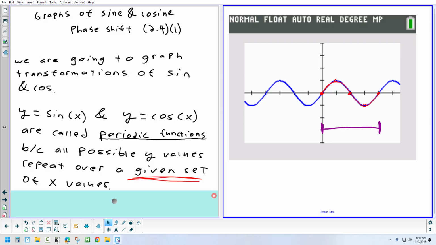So would you say each possible y value repeats like infinitely? Yeah, it repeats forever. Yep, the more that I zoom out, the more you'll just see that wave continuing. Yep, never stops.